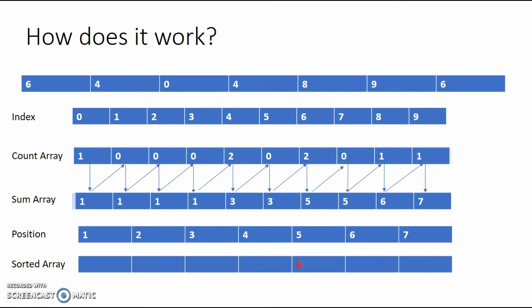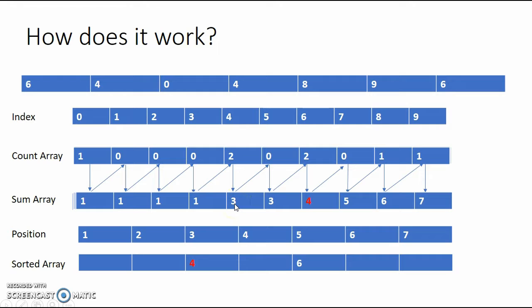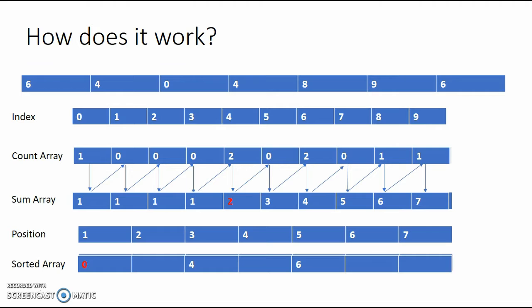So, we insert 6 in the 5th position of the sorted array. Then, we decrement the value in the 5th index of the sum array by 1. Then, we proceed to the next element in the unsorted array, which is 4. The value corresponding to the 4th index in the sum array is 3. So, we insert 4 in the 3rd position of the sorted array and we decrement the value in the 4th index of the sum array by 1. Repeating this process, we arrive at the final sorted array.